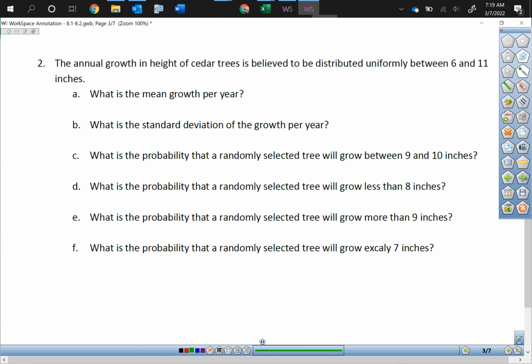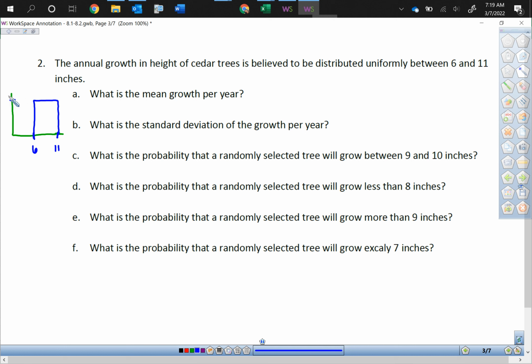Okay, so number 2, it says the annual growth in height of cedar trees is believed to be distributed uniformly between 6 and 11 inches. Okay, so again, this is going to be continuous because you can be 6.1 inches, you can be 6.12 inches, you can be 6.125 inches. It's going to be continuous, which means I'm going to sketch a little picture of what it's going to look like over here because I'm just a visual person. And it says it's going to be uniformly distributed between 6 and 11 inches. And we're going to have that rectangle.